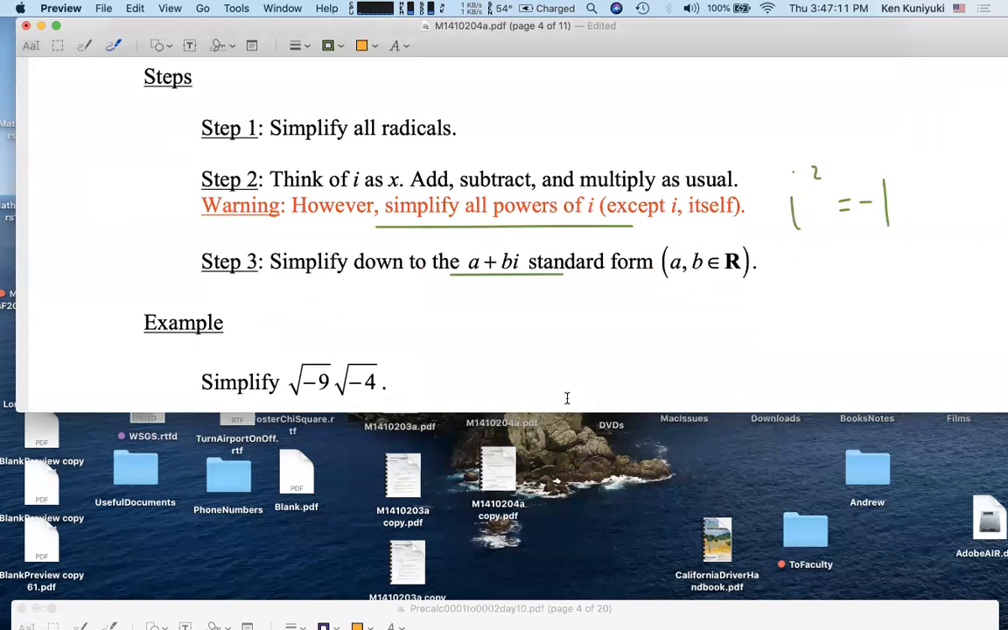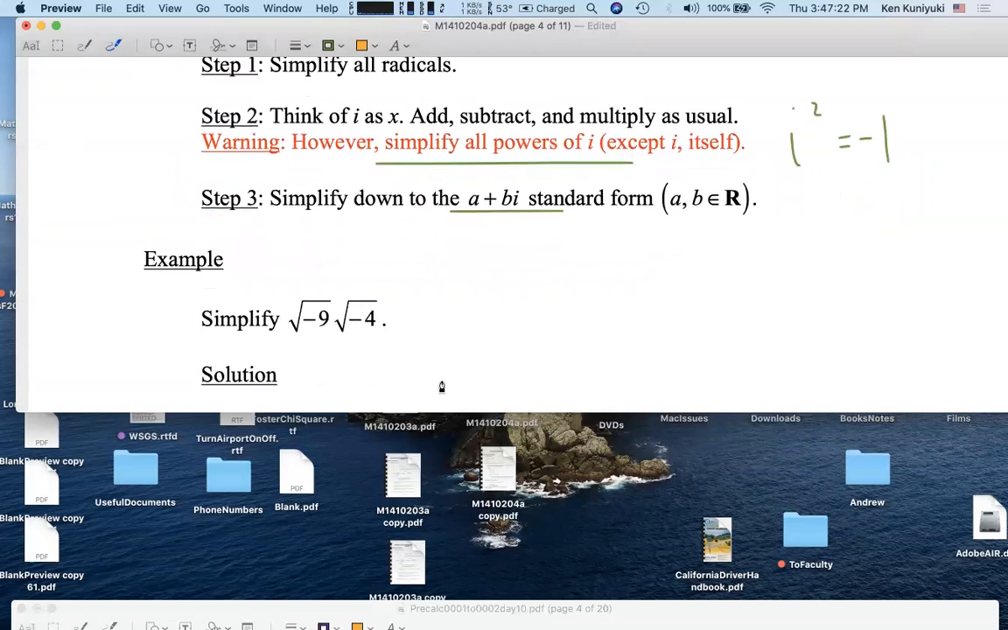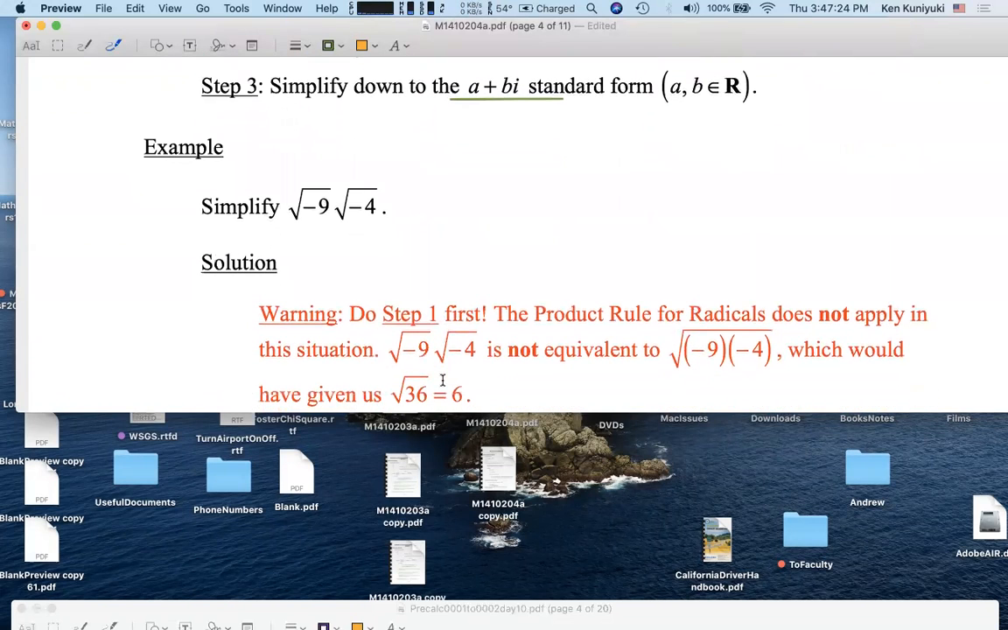All right. Example, simplify this: the principal square root of -9 times the principal square root of -4. Now remember, the product rule does not apply. So it is inappropriate to say, oh, multiply these radicands, and then root 36 is 6. That's not going to work here. You first have to simplify the radicals.